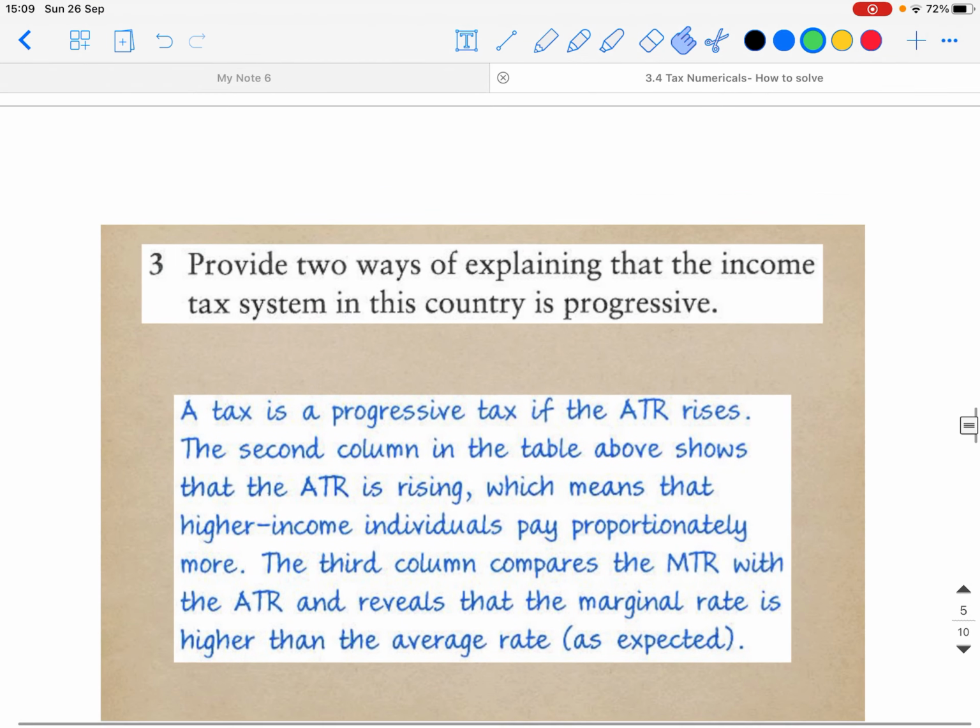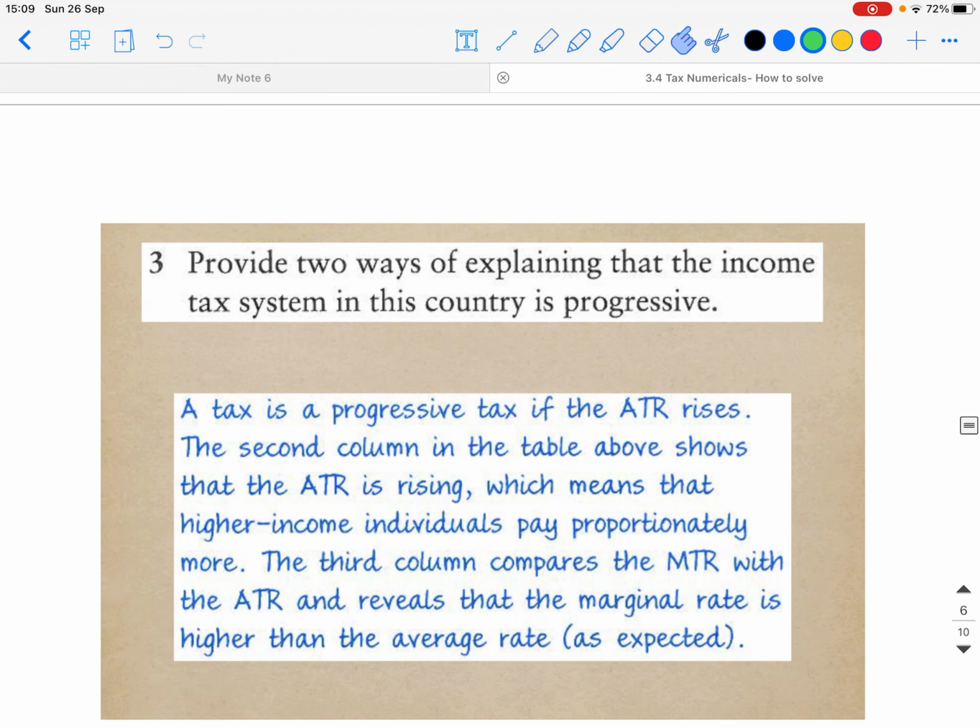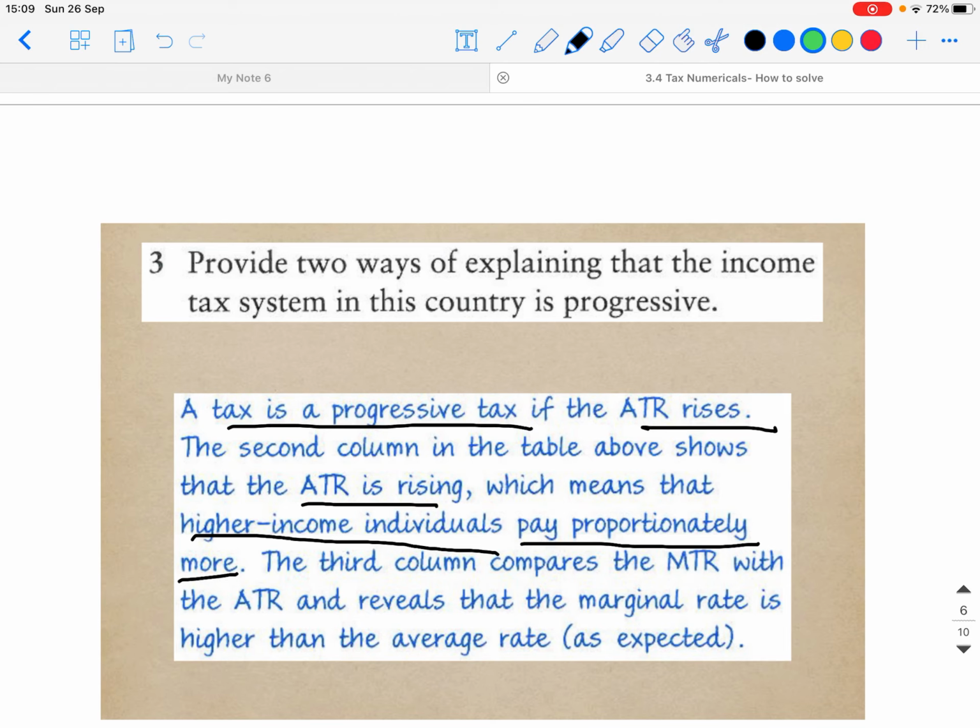So now this brings us to our next question. Provide two ways of explaining that the income tax system in this country is progressive. So the tax is a progressive tax if the ATR rises. Simple. So that's one way to show that the income tax in this country is progressive. The second column in this table above shows that the ATR is rising, which means that higher income individuals are paying proportionately more. The third column compares MTR with ATR and reveals that MTR is greater than ATR as expected.